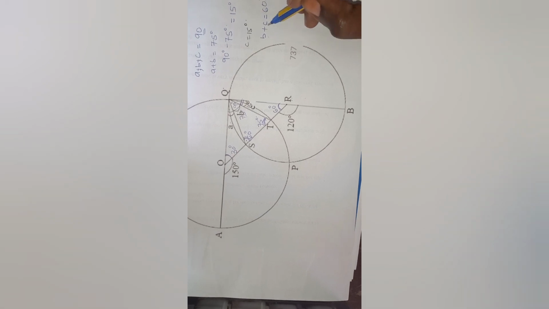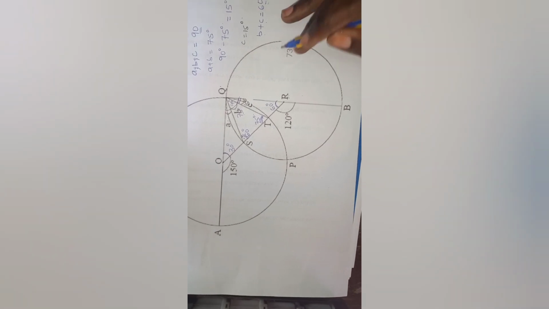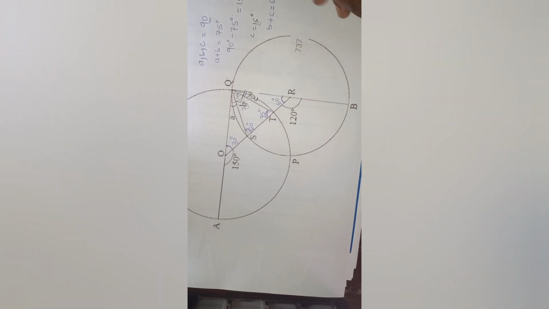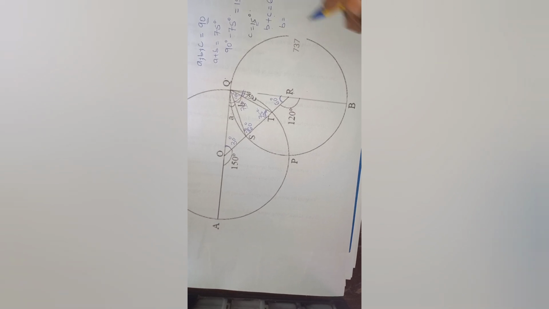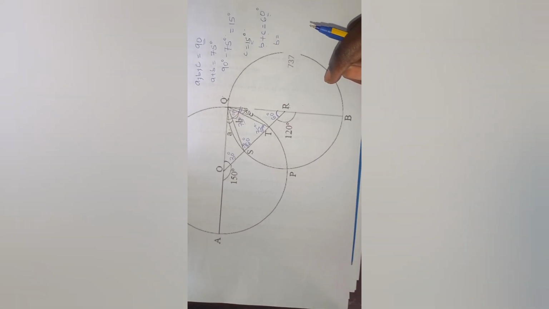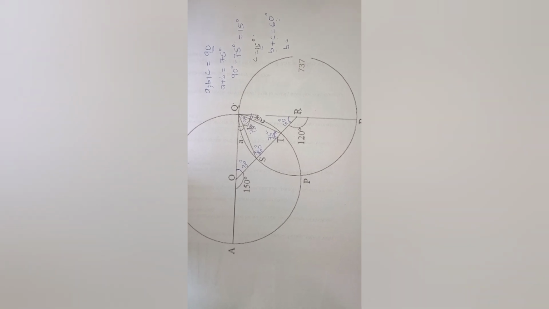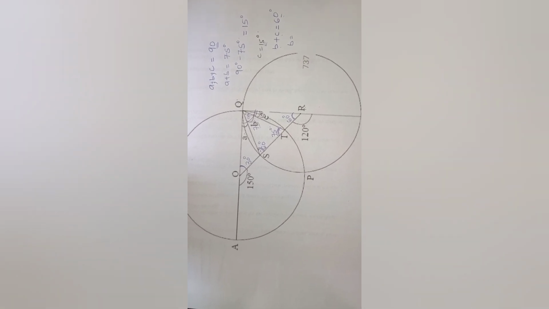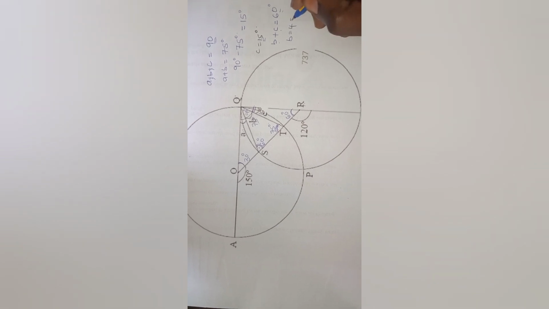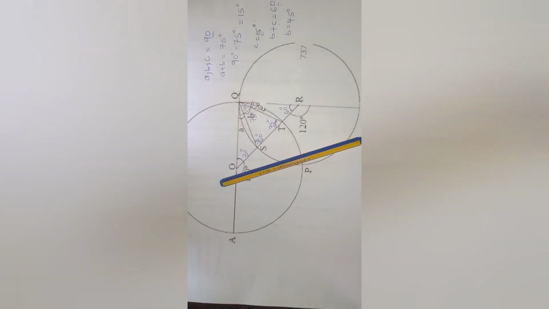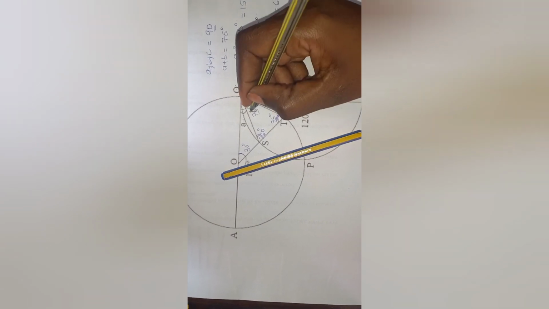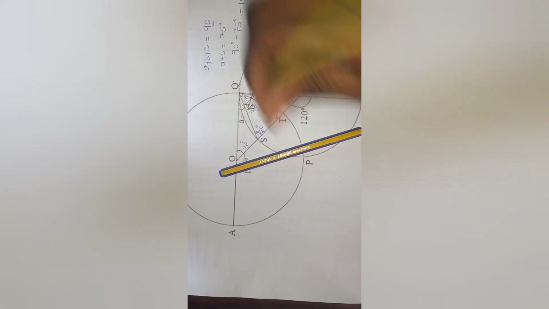So if angle B plus C is 60 degrees, and we got angle C to be 15 degrees, what will be angle B? Angle B will be 60 minus 15. Angle B will be 45 degrees. So this angle B here is 45 degrees.